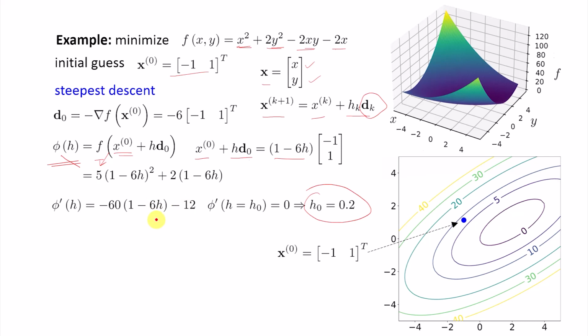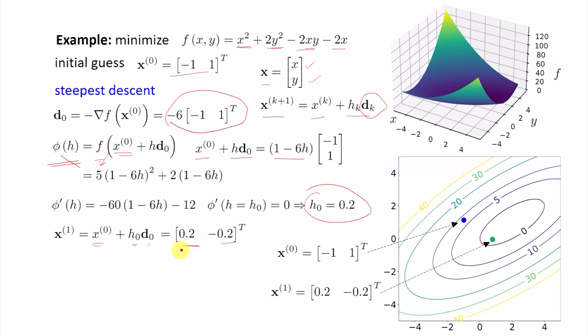So now I have my next point. My x1 will be x0 + h0 d0. H0 is this, and d0 I have already calculated. I plug everything in, and I get the point (0.2, −0.2). So my point (0.2, −0.2) will be somewhere here. You understand, looking at this figure, that the minimum will probably be somewhere here. And in one iteration, I have jumped from this blue point to this green point, so I came pretty close to this minimum point.